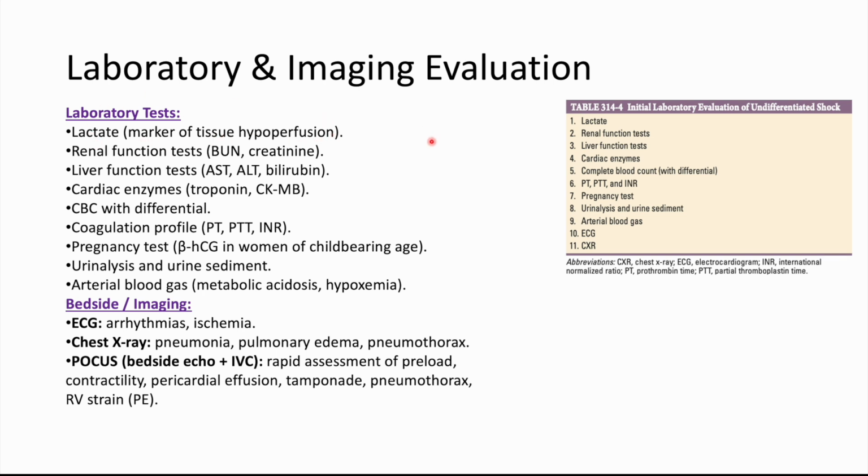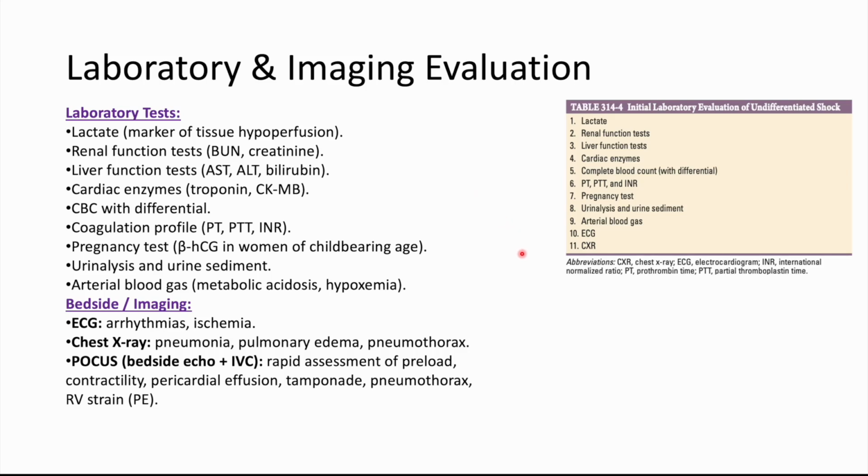It is the marker of tissue hypoperfusion. As I told you, lactate rises because there is a switch to anaerobic glycolysis, and eventually it causes metabolic acidosis, which reflects tissue hypoperfusion and predicts mortality. Then renal and liver function tests show organ injury from hypoperfusion. Then cardiac enzymes help identify MI or myocarditis.